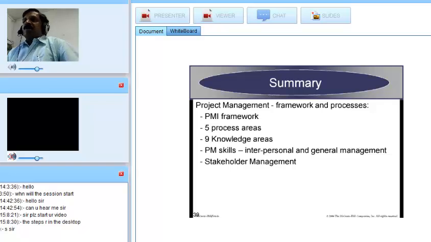So ladies and gentlemen, I am almost coming to the end of the presentation. I would just summarize what we have discussed so far. We were talking about a project management institute framework, which is known as PMBOK, that is Project Management Body of Knowledge. It has got basically 5 process areas. It has got 9 knowledge areas, which we have all discussed. And what are the essential skills of a project manager? They should necessarily have interpersonal skills, and he should have general management skills like leading, monitoring and controlling, etc. And we talked about stakeholder management, how to manage the stakeholders who have a necessary say in the project.